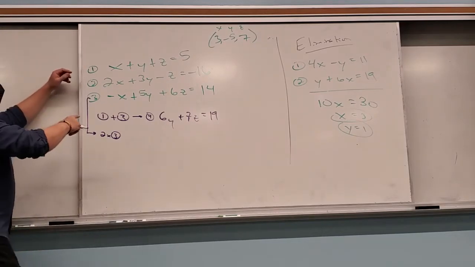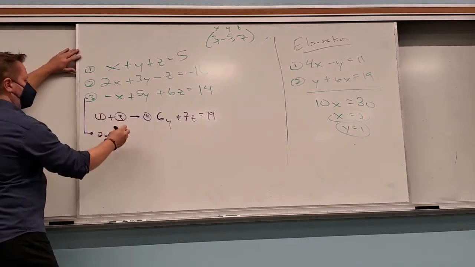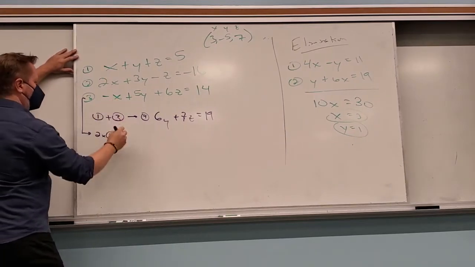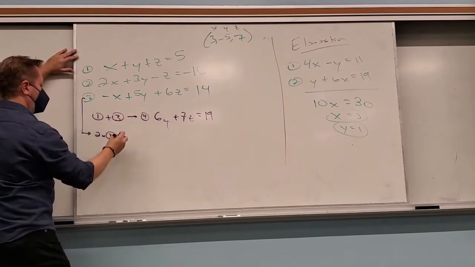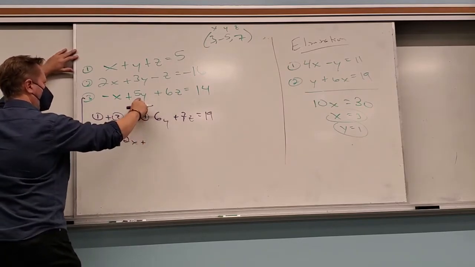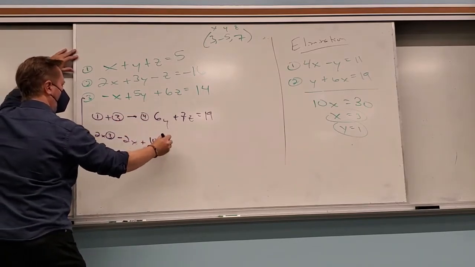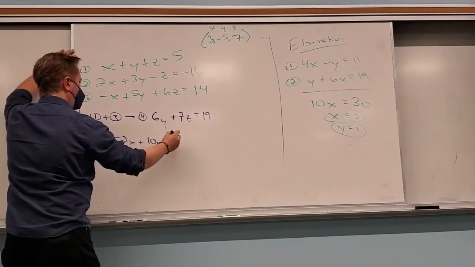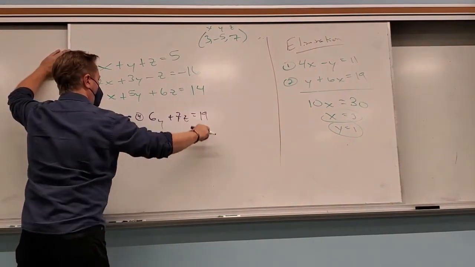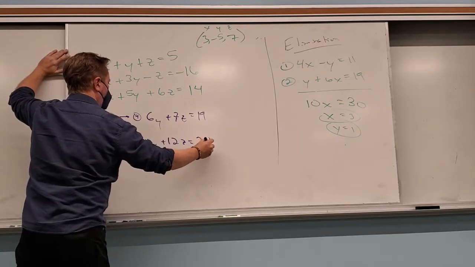Okay, here we go. What's twice 3? What do I get? Twice this. I get -2x, 10y, 12z, 20, 8.